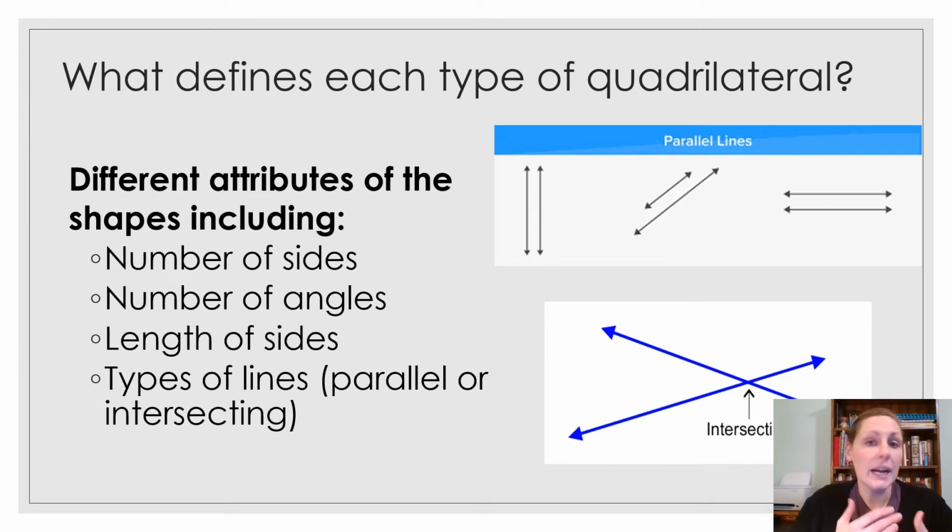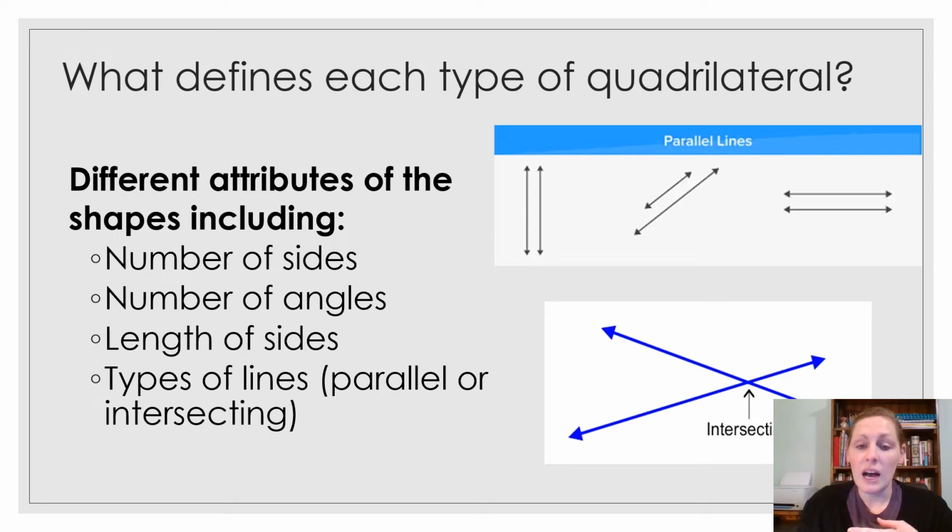Now, what defines each type of quadrilateral? What makes a diamond or a rhombus different than a rectangle? What makes a kite different than a parallelogram? Well, some of the things that make it different are the number of sides, the number of angles, the length of sides, and the types of lines. So in a quadrilateral, the sides and the angles are always the same, right? We know it's going to have 4 sides, 4 angles. We're really looking at the length of the sides, how long they are, and the types of lines that they have.